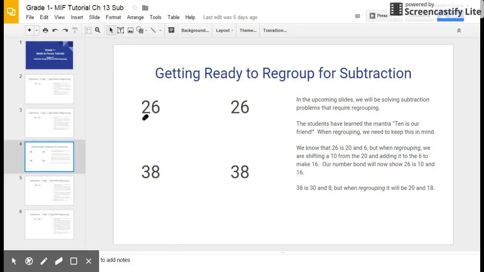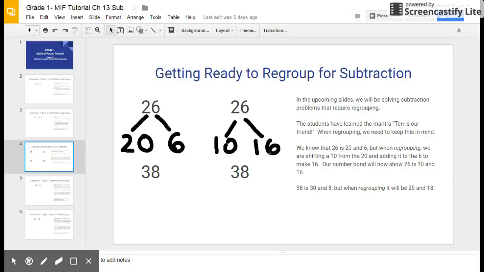We know that 26 breaks down into 20 and 6. However, when we are regrouping, we are shifting a 10 from the 20 and adding it to the 6 to make 16. Our number bond will now show 26 is 10 and 16.